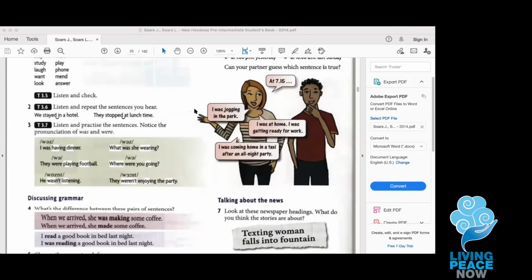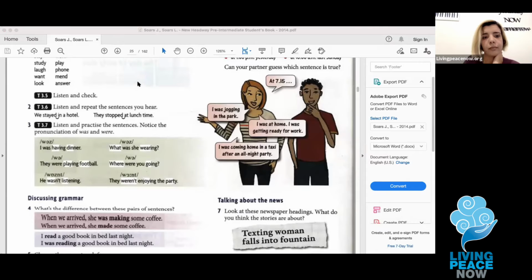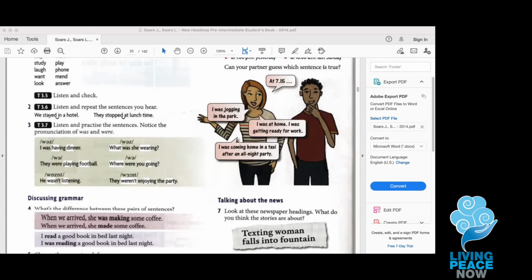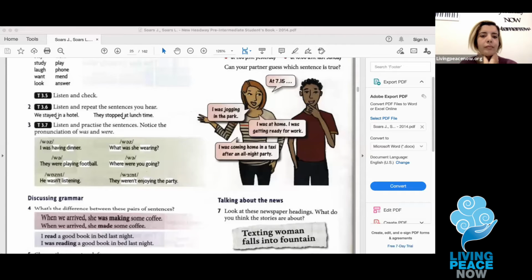Tape script 3.7. I was having dinner. What was she wearing? They were playing football. Where were you going? He wasn't listening. They weren't enjoying the party.